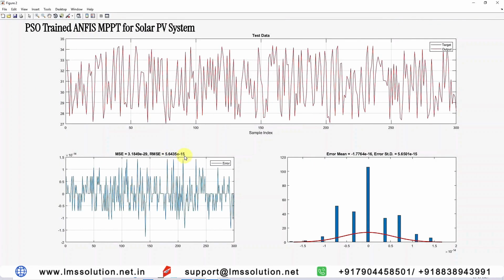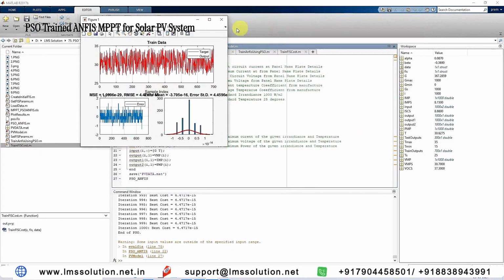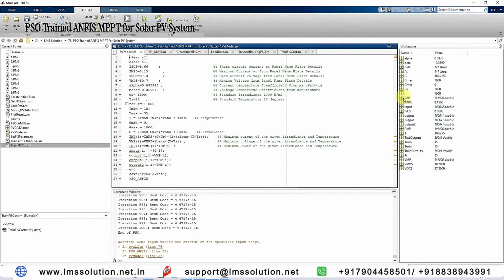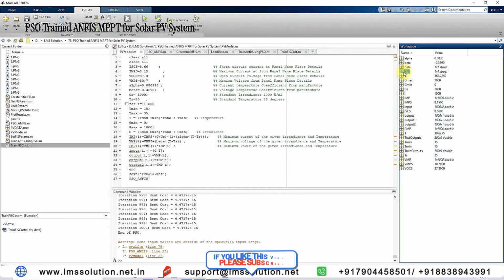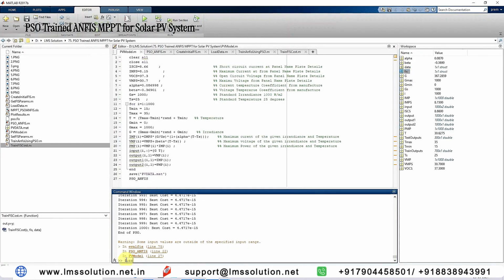The root mean square error value is very low when using the PSO (particle swarm optimization). Next, you can see that the final trained Adaptive Neuro-Fuzzy Inference System file will be available here in leaf list format. Just type Fuzzy and press enter.